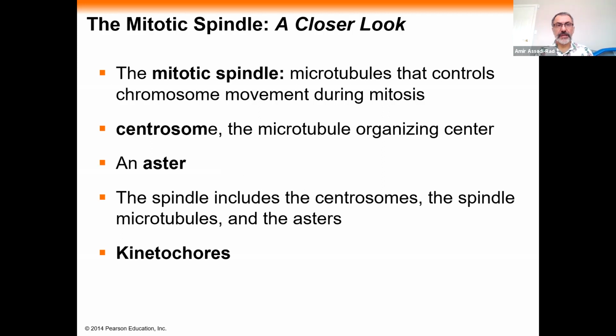Anyway. Okay, the mitotic spindle, a closer look at this. The mitotic spindle, the microtubules, which I already talked about, controls chromosome movement during mitosis. Centrosomes, the microtubule organizing center, that's what the centrosomes are. And an aster, I've got to show you a picture. An aster is a structure of shorter microtubules that also help. Some say they're helping with pulling the chromosomes apart. The spindle includes the centrosomes, the spindle microtubules, and aster, okay?